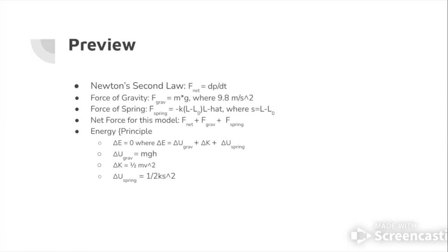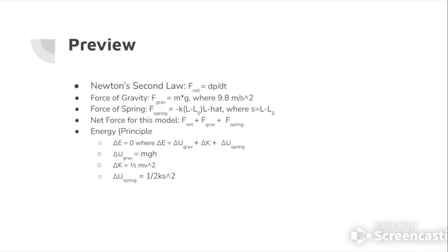Before beginning the experiment, there were a few equations that needed to be understood. The first being Newton's second law, F net equals dp over dt. The force of gravity, F grav equals mass times gravity, where gravity is equal to 9.8 meters per second squared. The force of the spring, where F spring is equal to negative k times L minus L naught times L hat. And net force, where F net is equal to F grav plus F spring.